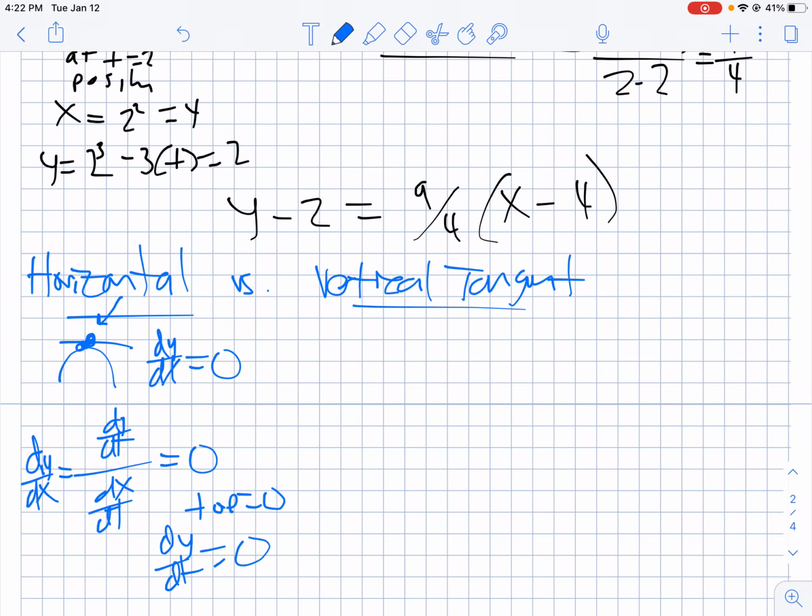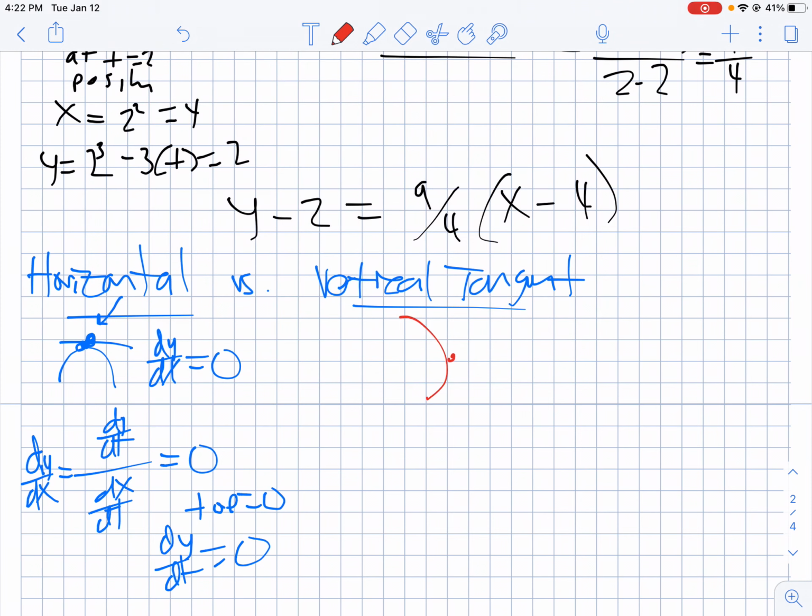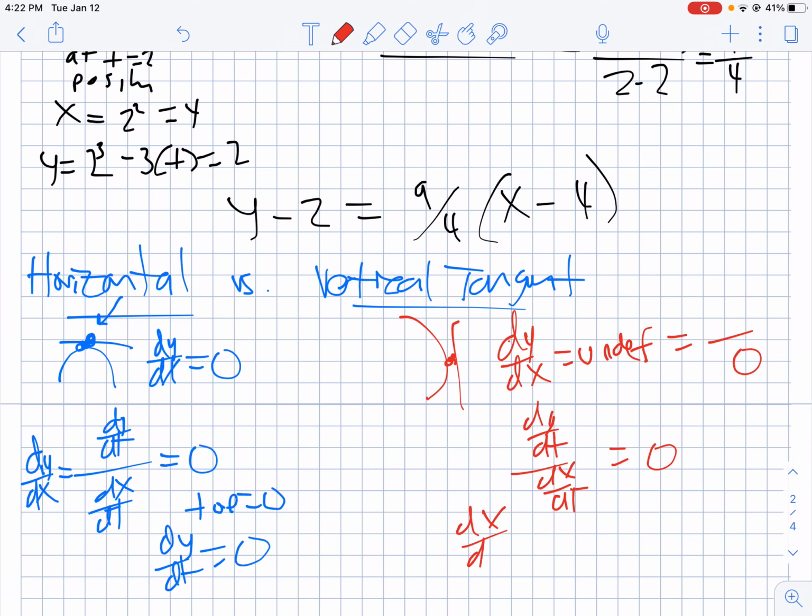If you were to have a vertical tangent, what that would mean is that my slope, my dy/dx, is undefined, which is something over 0, right? When you divide by 0, that's undefined. So when you set that up, that means your dx/dt is equal to 0.